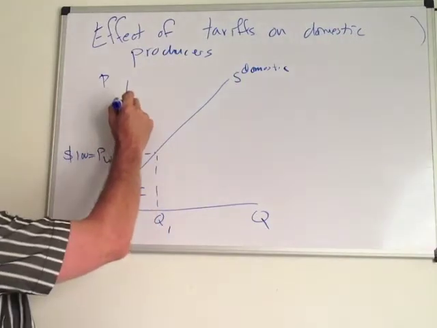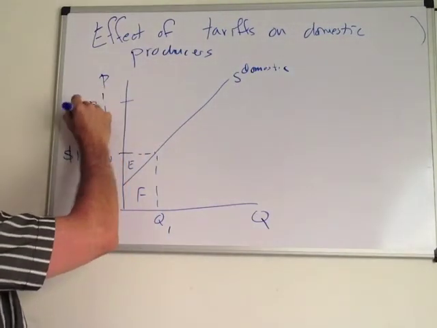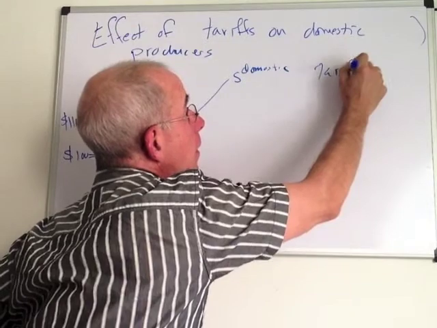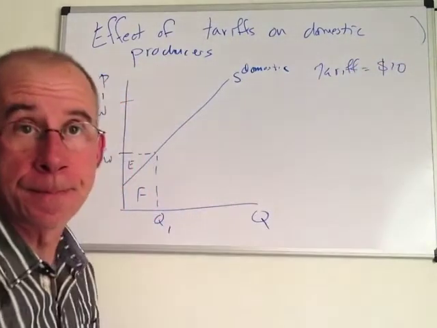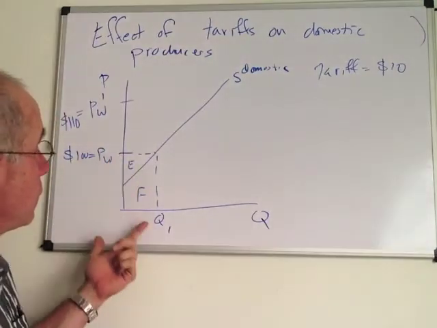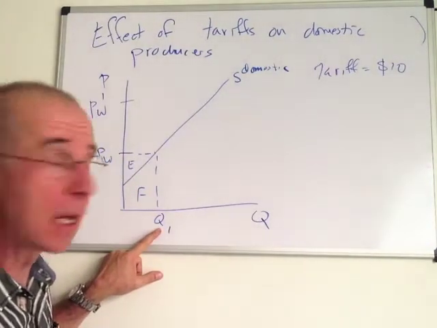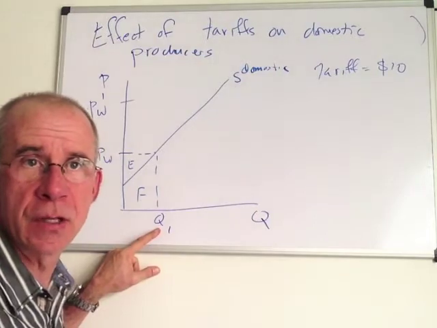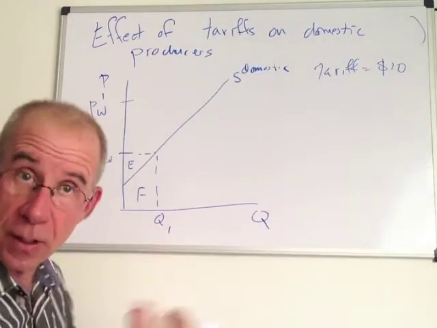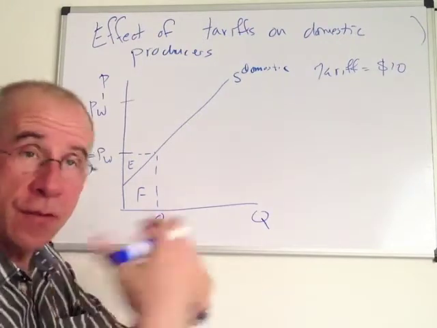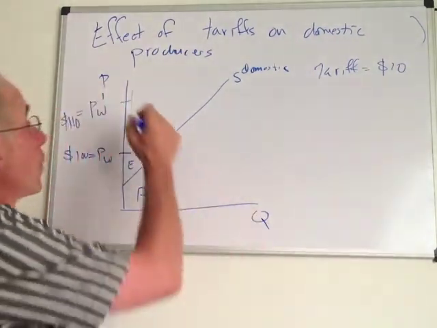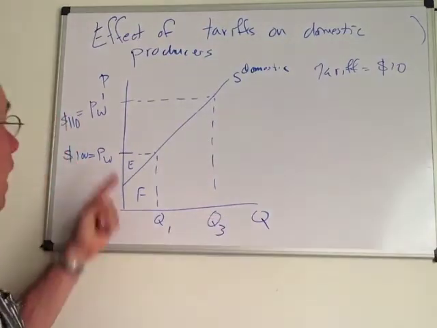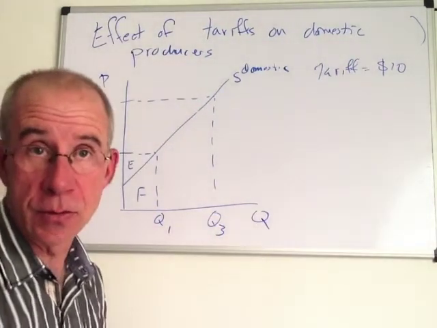Now let's imagine that the price has gone up to $110 because of a tariff of $10. Now, the marginal firm, before the tariff, it cost them $100 to make this product. Now they get $110. So they're going to increase production. And another firm with slightly higher costs comes in, and so on and so forth, until we get to the point where you have price equal to marginal cost.